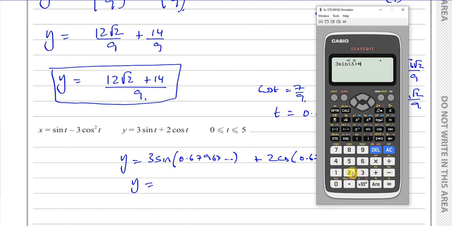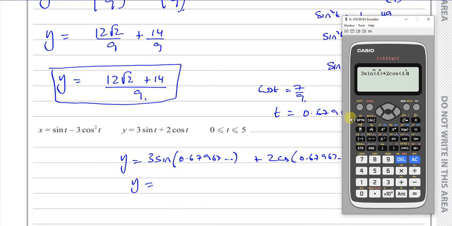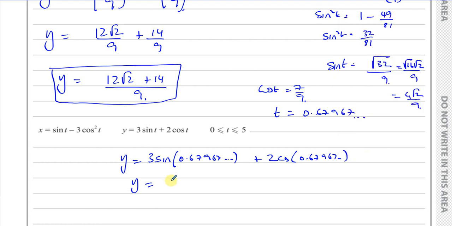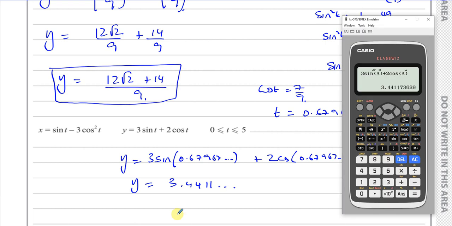plus 2 times cosine of that same angle that I have stored. So I'll recall A. Okay, so that's basically taking the value of t that we found and putting it into this equation here, and hopefully that should give us the same as this. Now that's 3.4411. Now I can also store this as B, for example. If we're correct, then this should give me exactly the same value as what we saw on our calculator there.